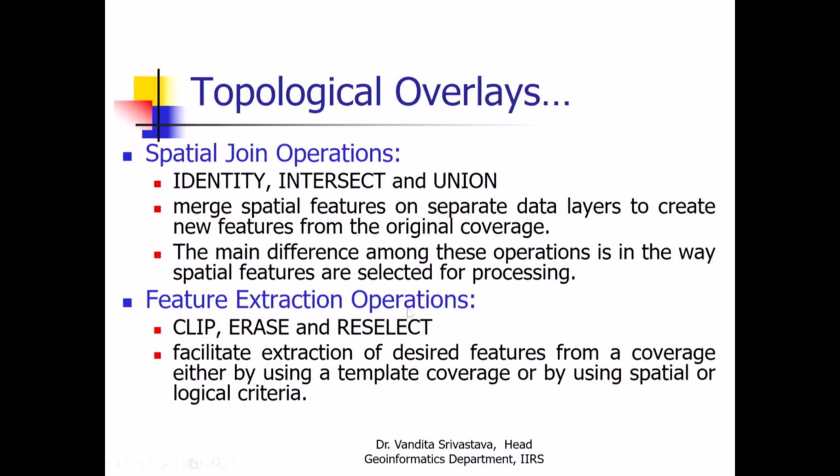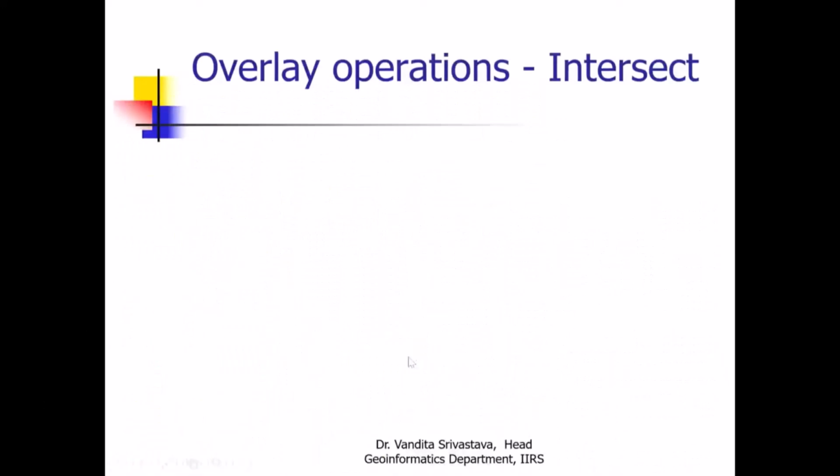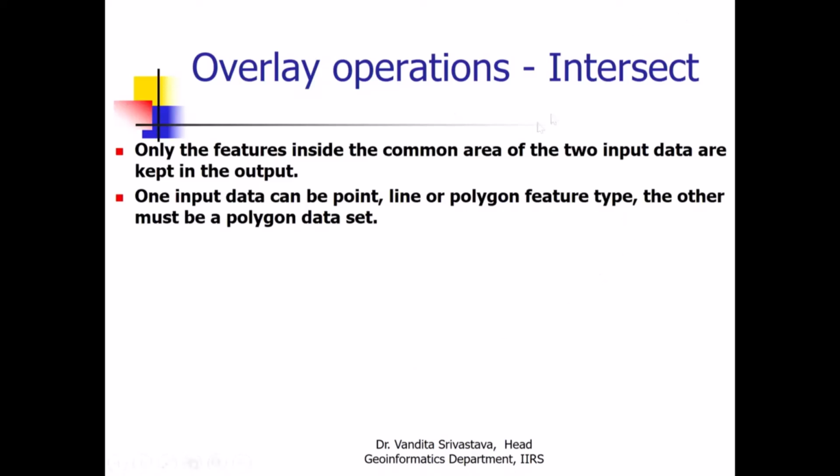Okay, in case of feature extraction operations, the features from the operation layer are not copied, only the attributes from the original layer are copied, but the spatial extent is chosen from the operation layer. I will show you how it works. I will show you an example. So here, if you look at intersect, let me show you the figure.